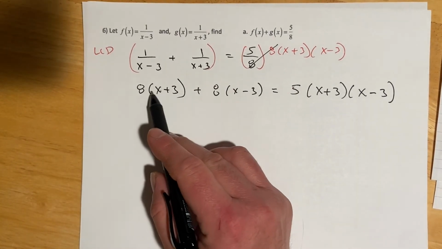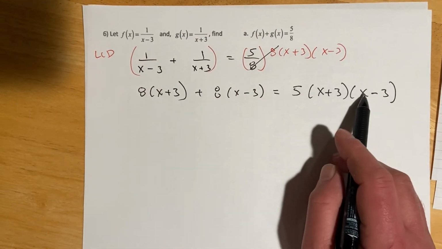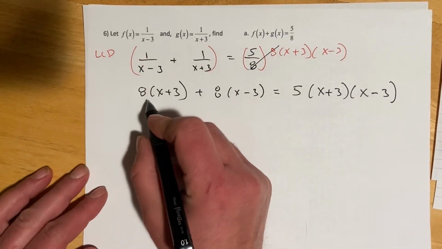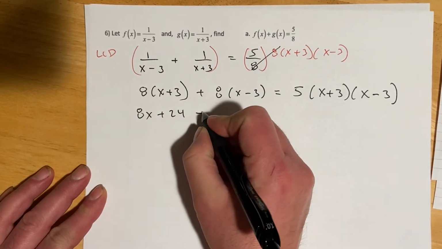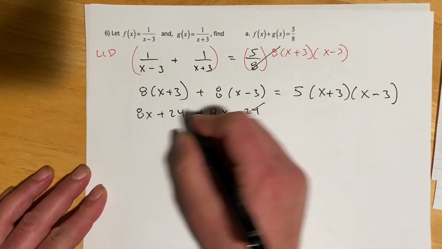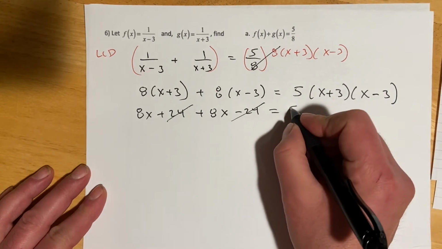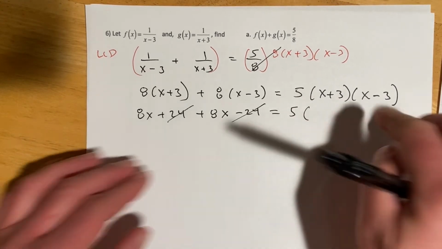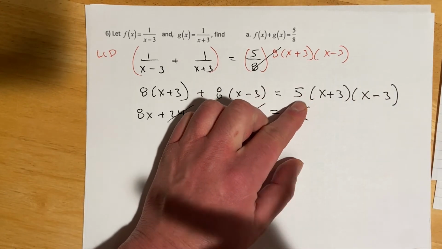So now I need to distribute and get everything to one side, because I think we're going to end up with an x squared term over here. So this will be 8x plus 24 plus 8x and then minus 24. So those will drop out, equals. And then here you want to wait to do the 5. Do the FOIL first.